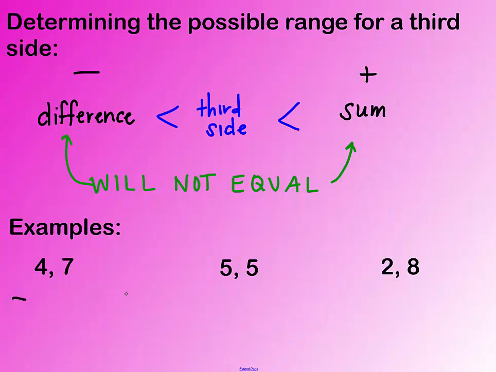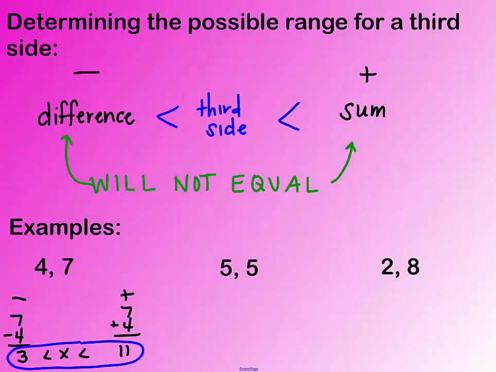So I always write a minus and a plus, and then I set up my sum and my difference. So 7 minus 4 and 7 plus 4. I get 7 minus 4 is 3, 7 plus 4 is 11, and x falls between those. So my answer is this whole range written just like this.